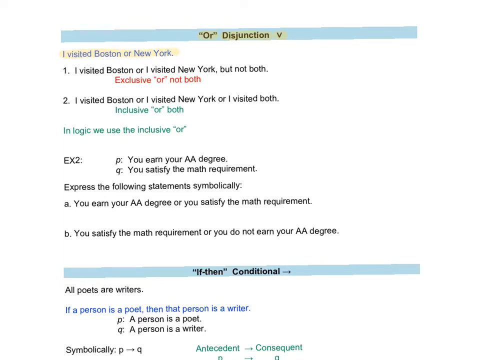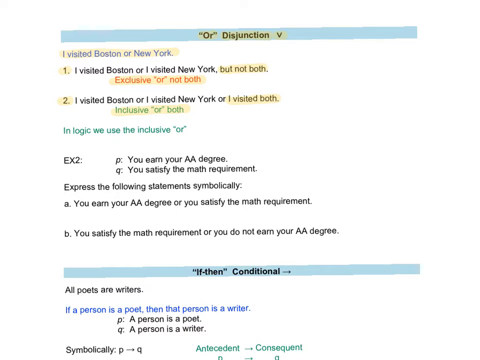So there's two ways I can look at this or. The first way, I visited Boston or I visited New York, but not both. That's what we call an exclusive or. It excludes the possibility that both could happen. The second way that we look at an or is I visited Boston or I visited New York or I visited both. That's what we call an inclusive or. It includes the possibility that both could happen.